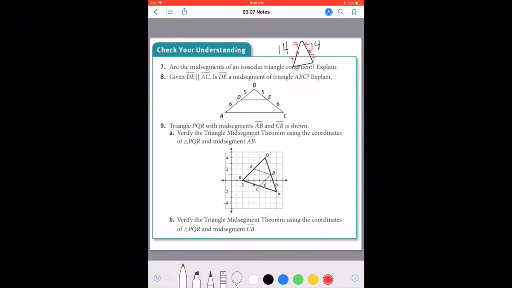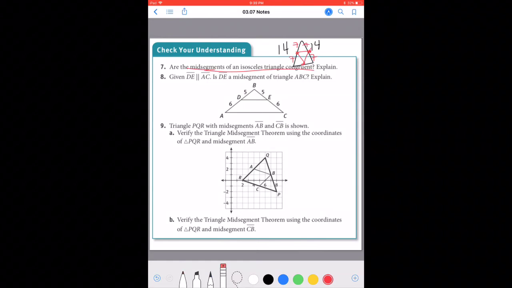Which means, are the mid-segments of an isosceles triangle congruent? Did we find the mid-segments? No, we found the pieces on the opposite side of the midpoints. So that asks if we did this right here, and if we found it down here, are all of those going to be congruent? We would need to look at this in a bigger picture.